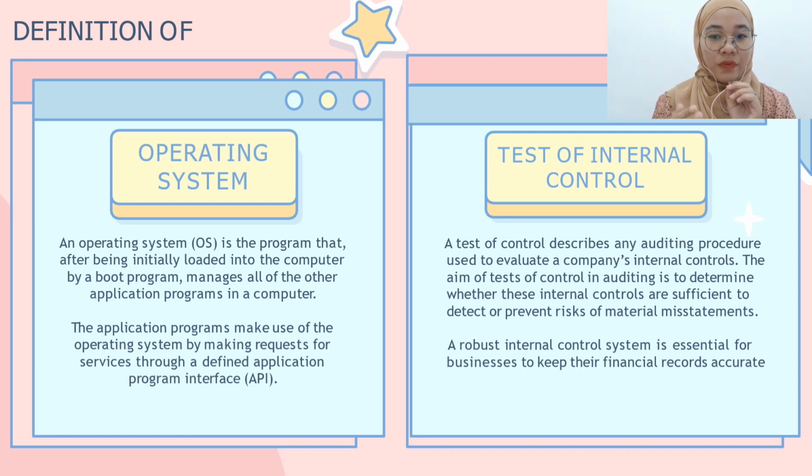Okay, now we move to the test of internal control. A test of internal control describes any auditing procedure used to evaluate a company's internal controls. The aim of a test of internal control in auditing is to determine whether these internal controls are sufficient to detect or prevent risks of material misstatement. A robust internal control system is essential for business to keep their financial records accurate.